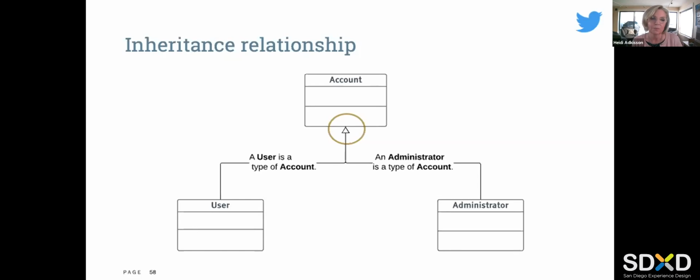but then there also may be administrators at Twitter that have back-end access and have a different type of account. So they're going to share some characteristics, for example, probably name and password, but they may also have unique characteristics. And so using inheritance is just a handy way to notate that.